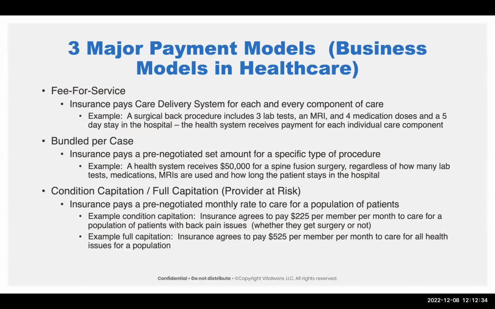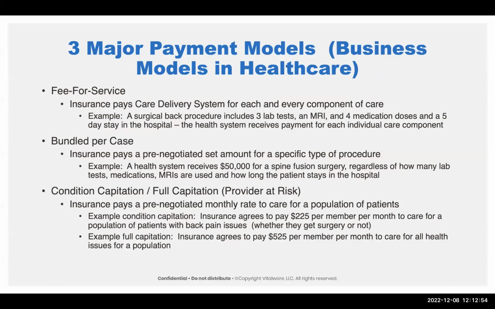A bundle per case: insurance pays a pre-negotiated set amount for a specific type of procedure. What we see is something like $50,000 for a spine case, regardless of how many lab medications or MRIs. So that's a bundled case. That is halfway between fee for service and capitation.